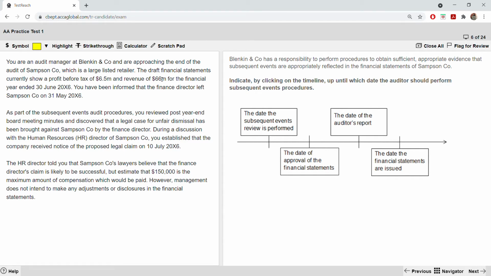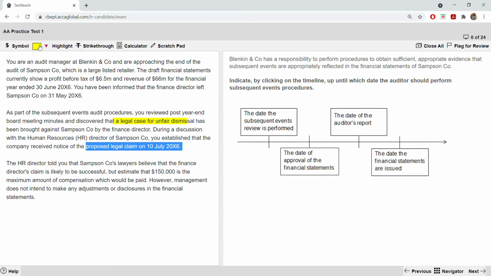The draft financial statements show a profit before tax and a revenue. You have been informed that the finance director left. As part of the subsequent event audit procedures, you reviewed post-year-end board meeting minutes and discovered that a legal case for unfair dismissal has been brought against the company by the finance director, something after the reporting date. During a discussion with the HR director of Samsung, you established that the company received notice of the proposed legal claim on this date.